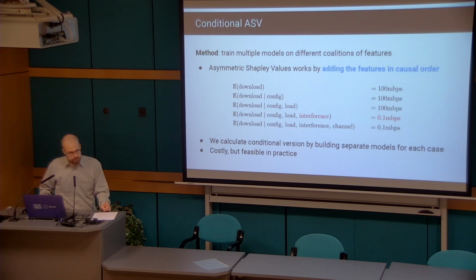And fortunately, it can be calculated in practice because asymmetric Shapley values greatly reduces the number of evaluations that we have to do. We only have to do the evaluations for starting subsets of the features. So we can train a number of models. In the end, I think we need to train something like 60 models in the practical scenario that we tried, which is a lot, but it's feasible. It just takes a long time.